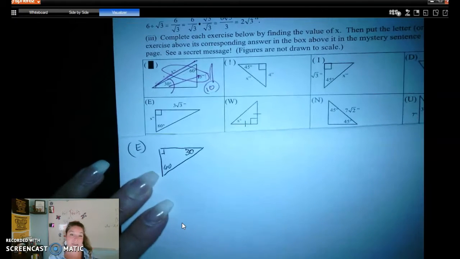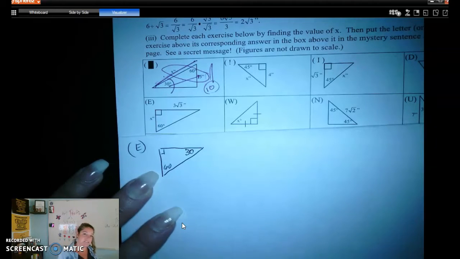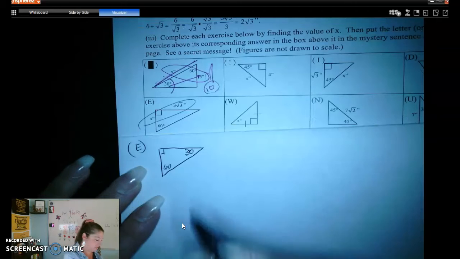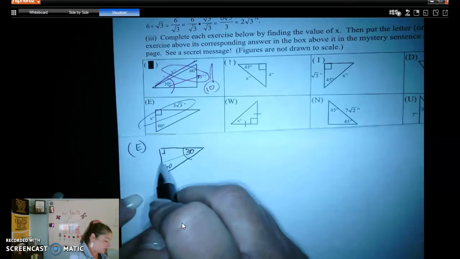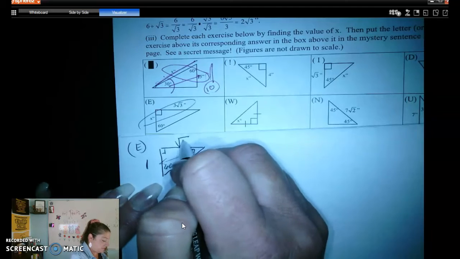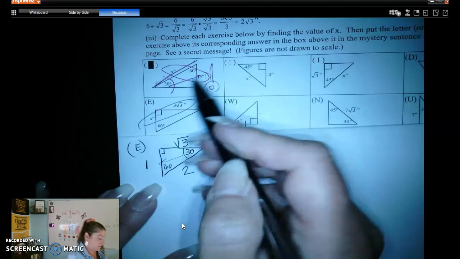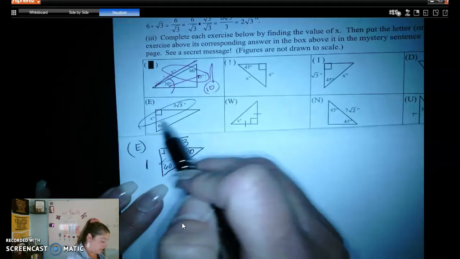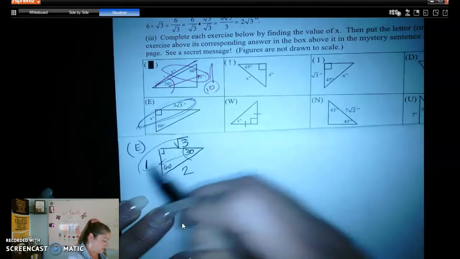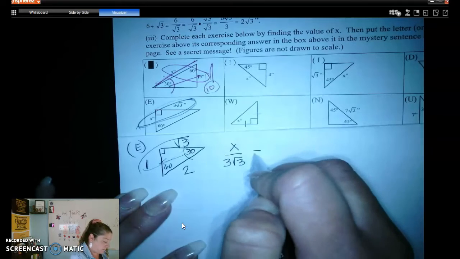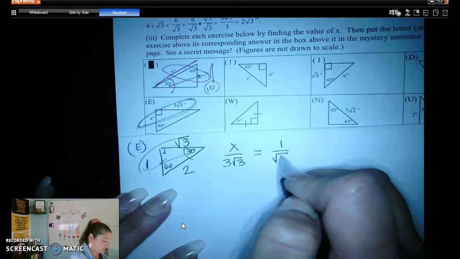And I'm going to label my triangle with our numbers so that we can just really easily see what matches up for our fraction. So remember, on our triangle, across from 30 is a 1, hypotenuse 2. That makes this root 3. So my ratio, my proportion is going to be x over 3 root 3 and then 1 over 3. So I'm just setting up a proportion to get it solved.